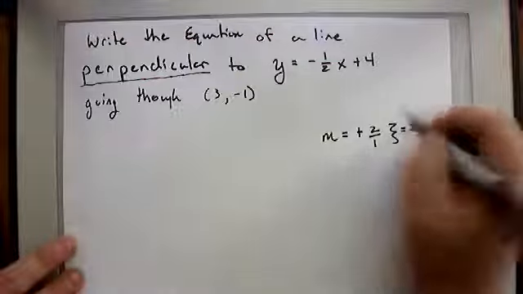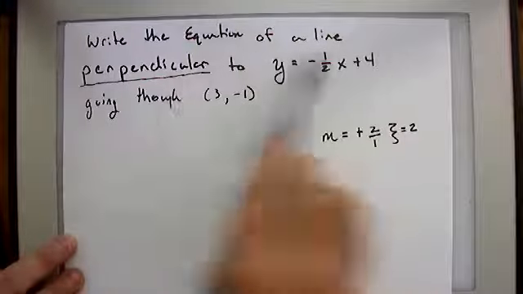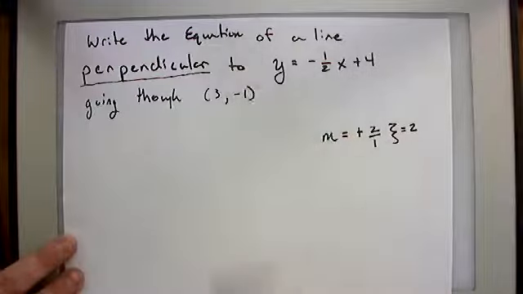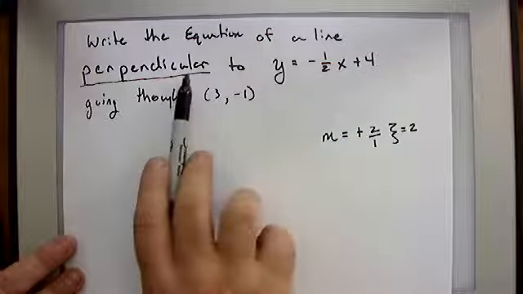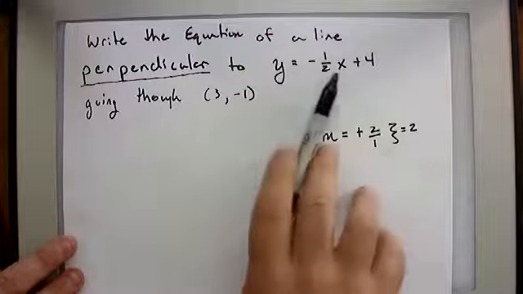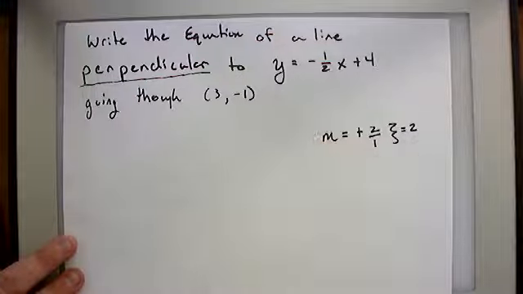That's all that first bit says. Write the equation of a line perpendicular to blah, blah, blah. All that says is your slope is 2. As long as you know what perpendicular means and you know what to do with their slope to get there, it's just 2. Don't forget, you flip it and change the sign. 2 things.